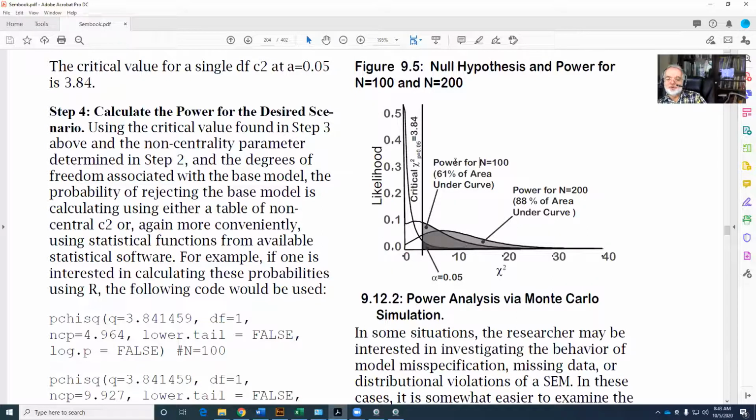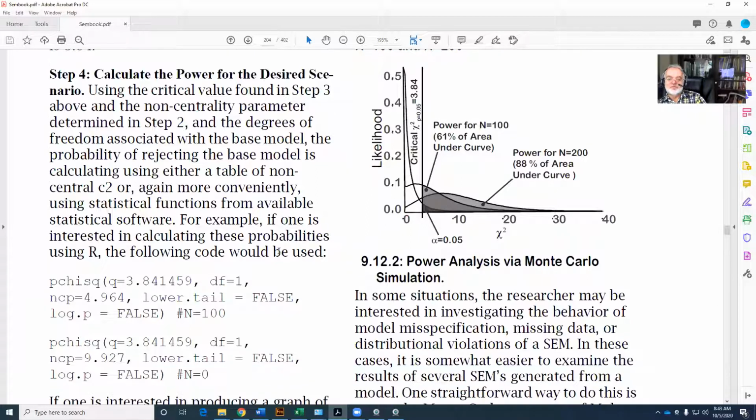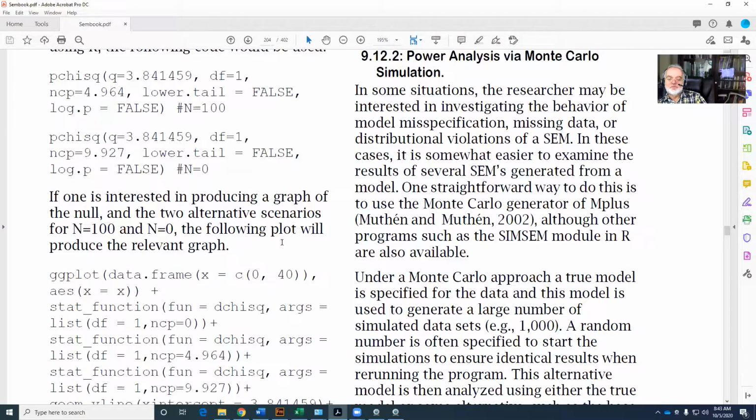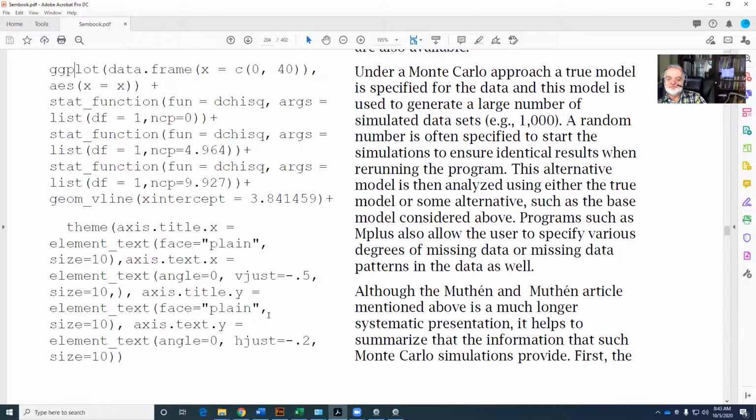And I put 2 scenarios in here. If I have 100 people, I've got 61% of the area under the curve over here. If I have 200 people, I have 88% over here. And I give you the code inside of R if you want to make that picture.